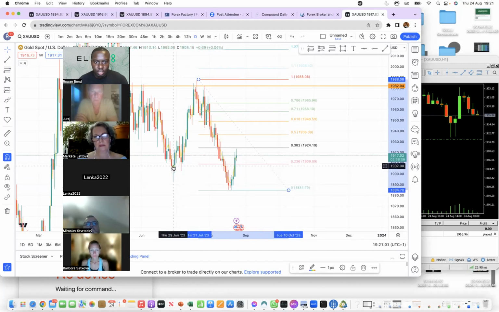Because you can see that this is a lower low. So for me, price is retracing back to the golden zone to then continue selling.